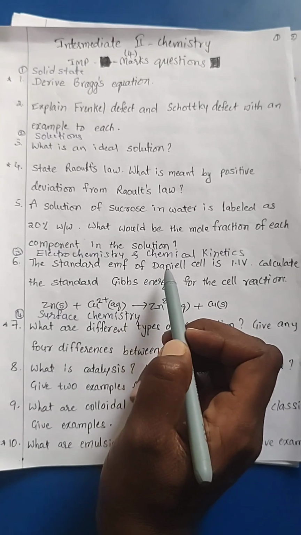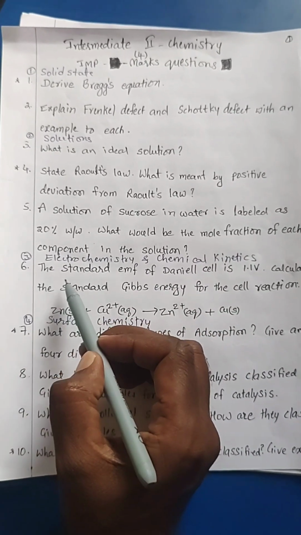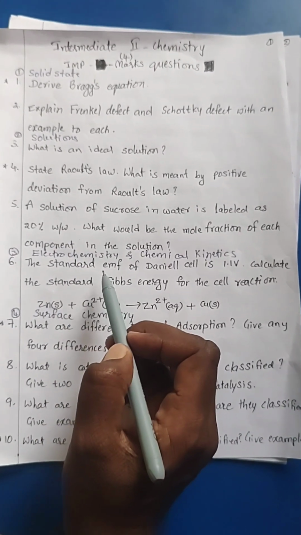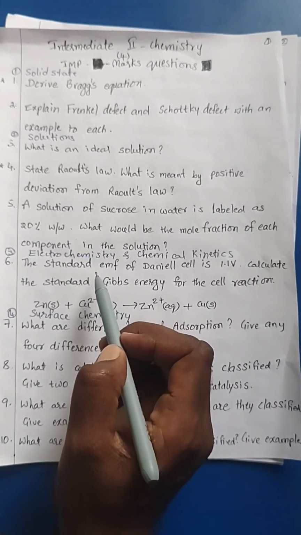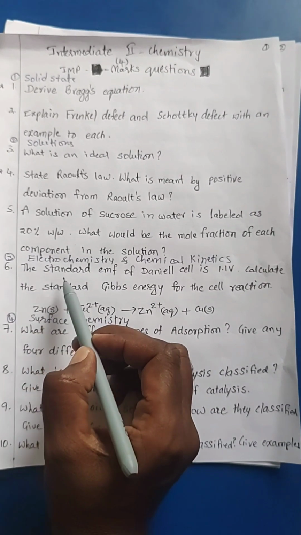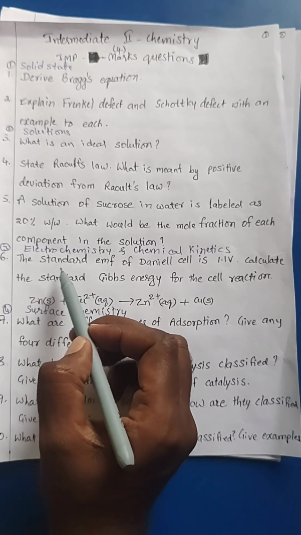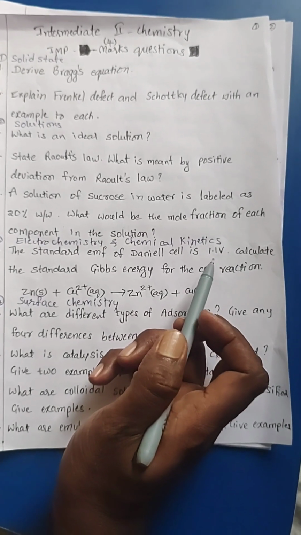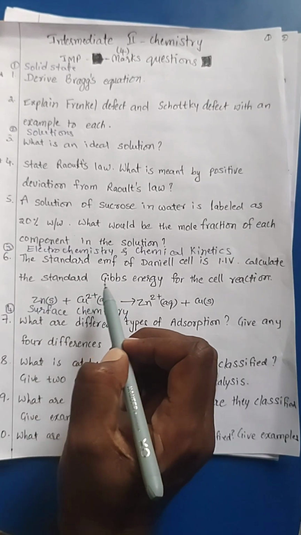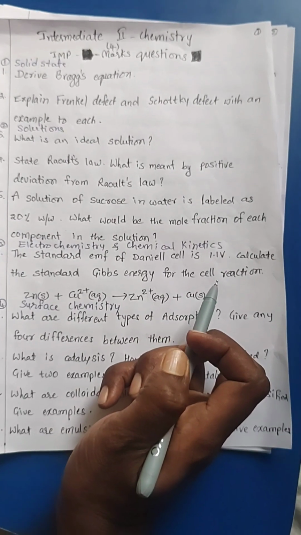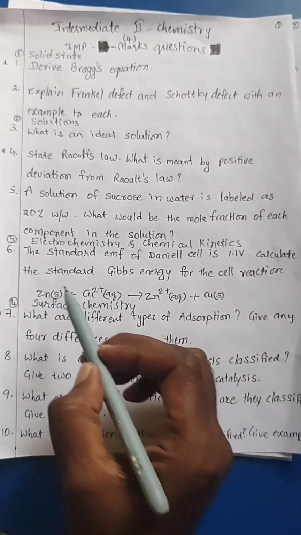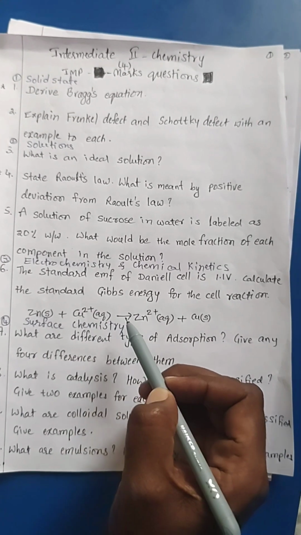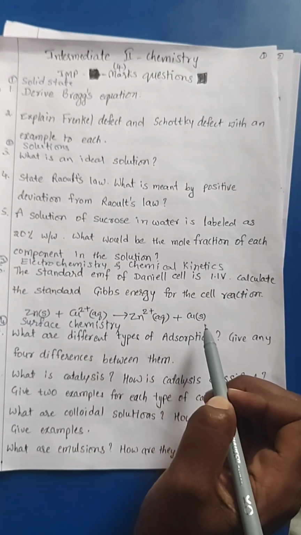From the electrochemistry and chemical kinetics chapter, there is an essay question, and they may also ask one 4 marks question like this. The standard EMF of Daniell cell is 1.1 V. Calculate the standard Gibbs energy for the given cell reaction: zinc solid reacts with copper ion, giving zinc ion and copper solid.